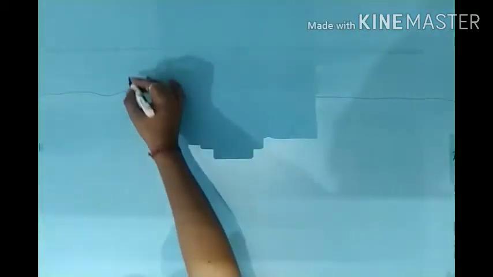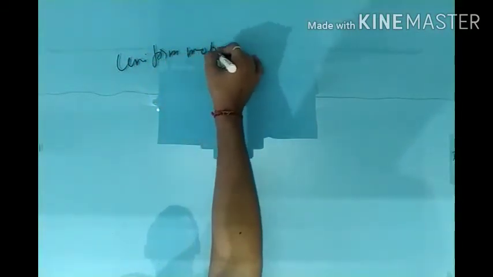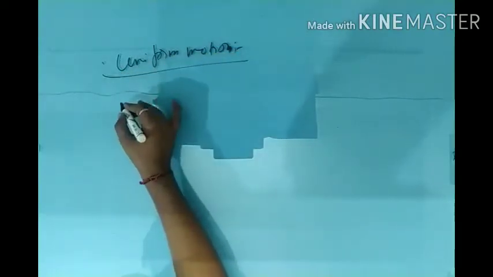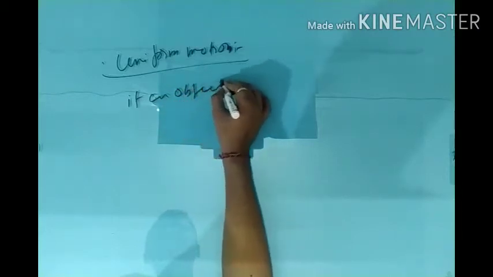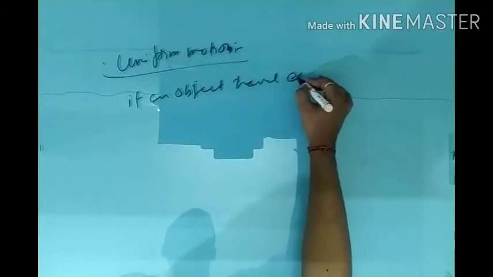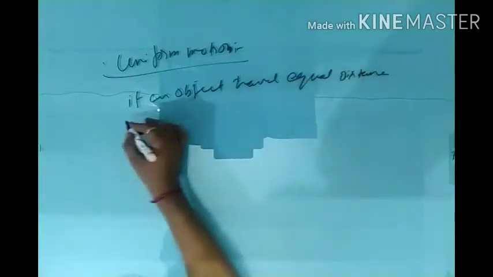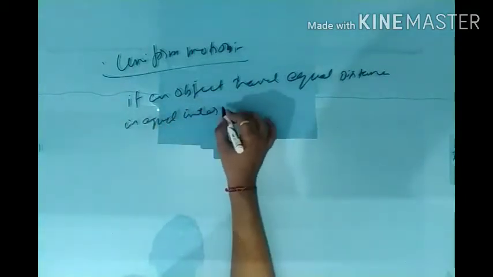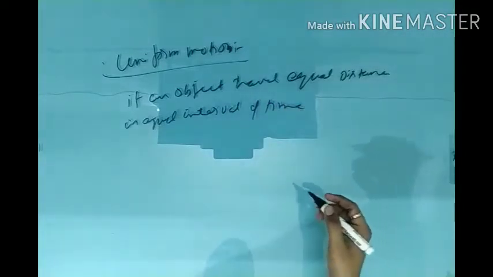Now in the case of uniform motion, that is, if an object travels equal distance in equal intervals of time, that is said to be uniform motion.